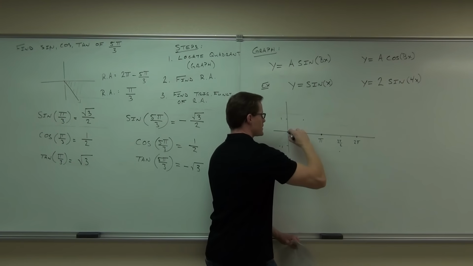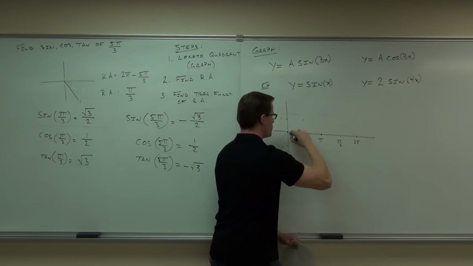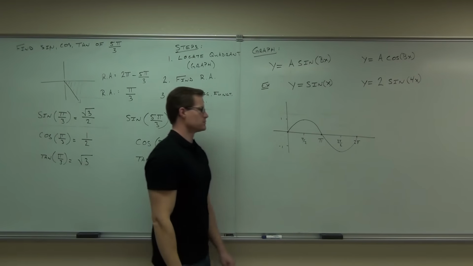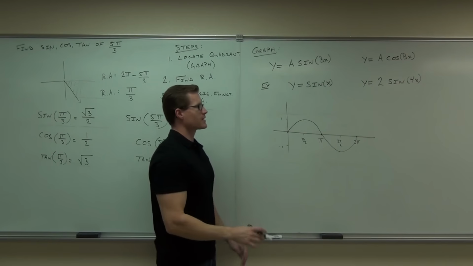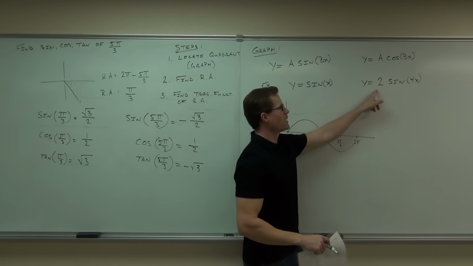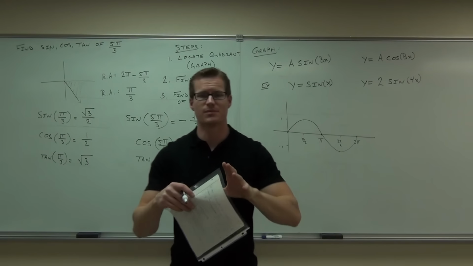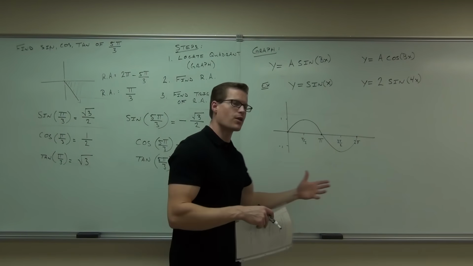So our function has this nice curve. This is where we get it from. What we're going to find out next time is what this number does and what that number does and how it changes it. Does it stretch it out? Does it compress it? Does it make the amplitude go different?